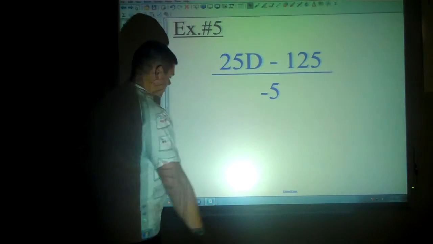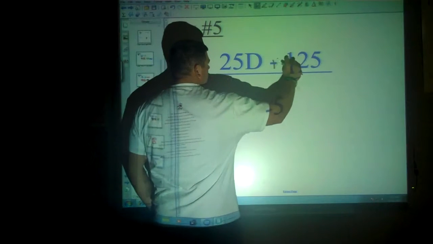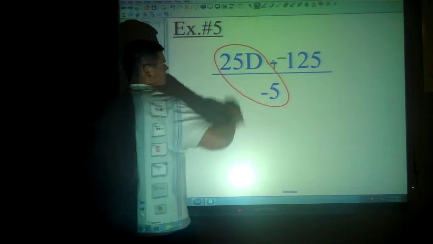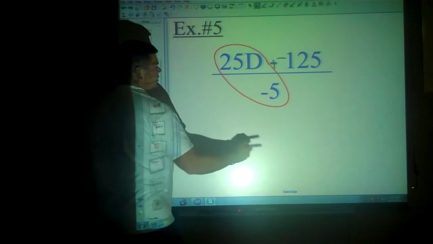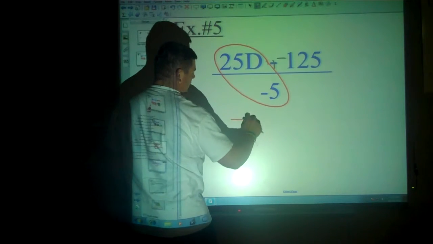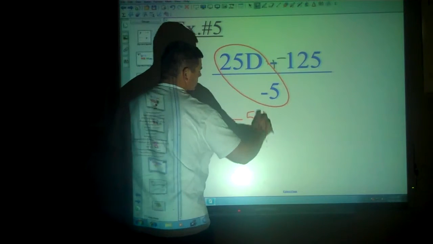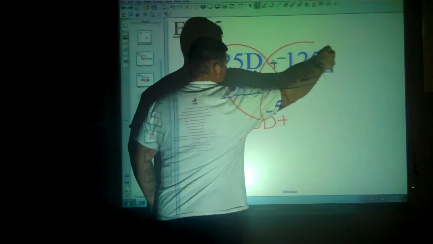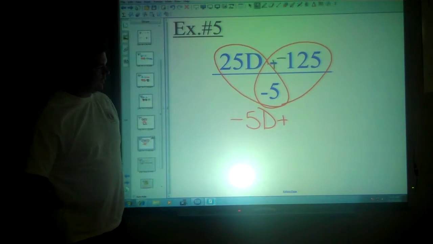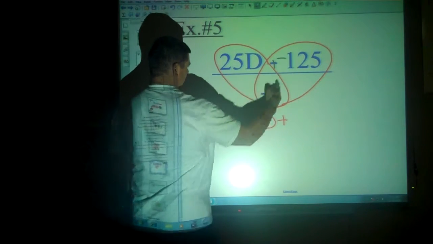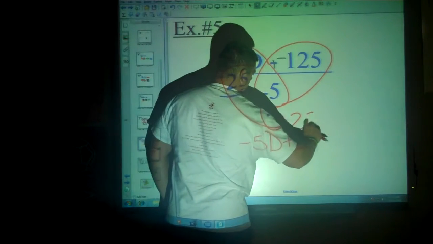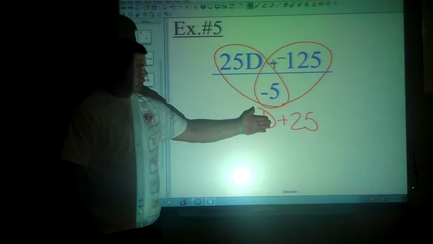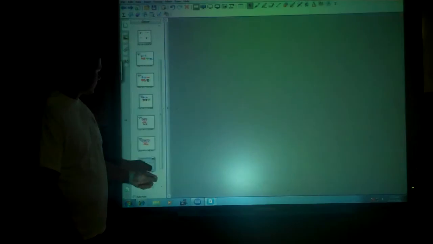Another one involving the heart-shaped division, again, plus -125. You're going to take the 25d and divide it by -5. A positive divided by a negative is a negative. Still have the d. Plus, and then go -125 over -5. Negative divided by negative makes a positive. And 5 goes in 25 times. We have the variable first, so we're good.